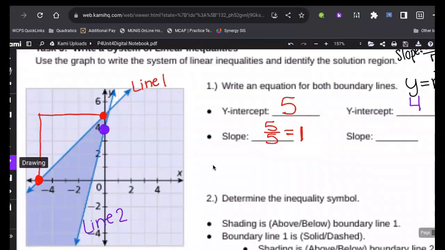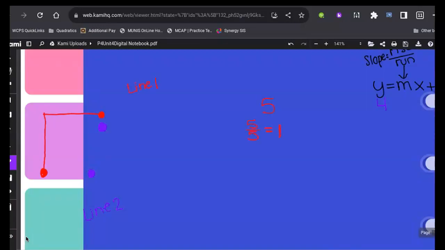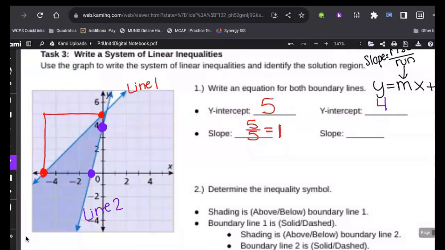All right, now I'm going to choose another point on my blue graph, so line 2. We have our 2 points for line 2. We're going to calculate our rise over run. It looks like we go up 1, 2, 3, 4 over 1. So my slope is 4 divided by 1, which is 4.